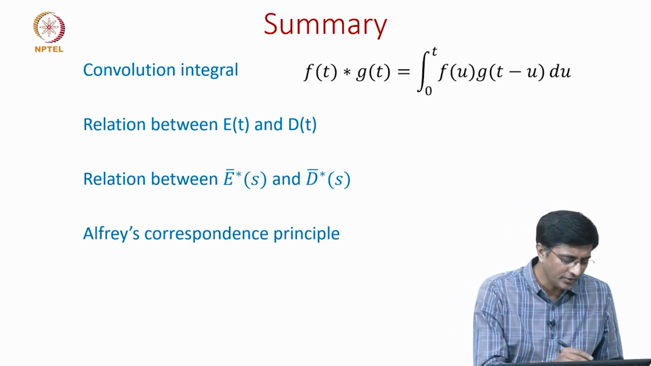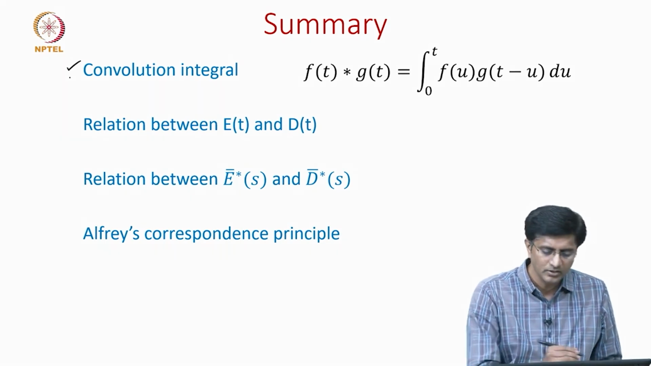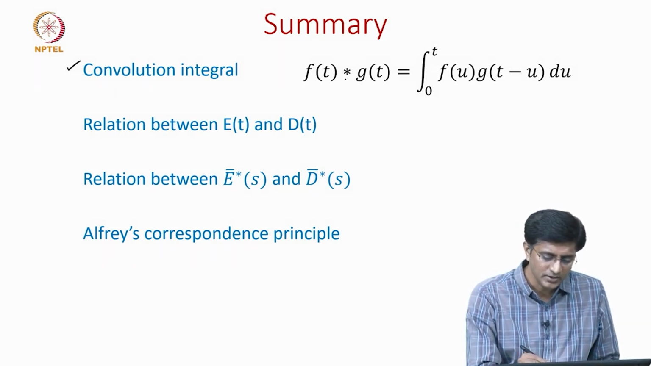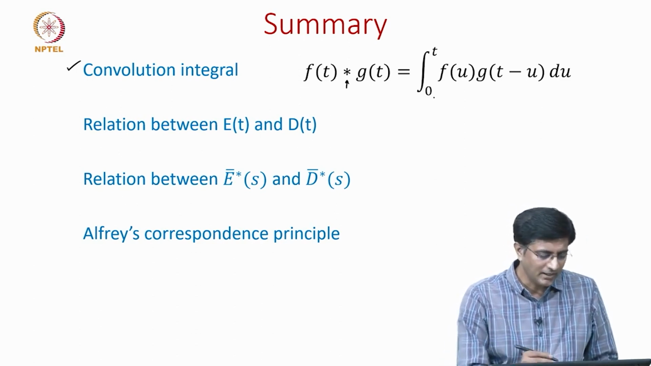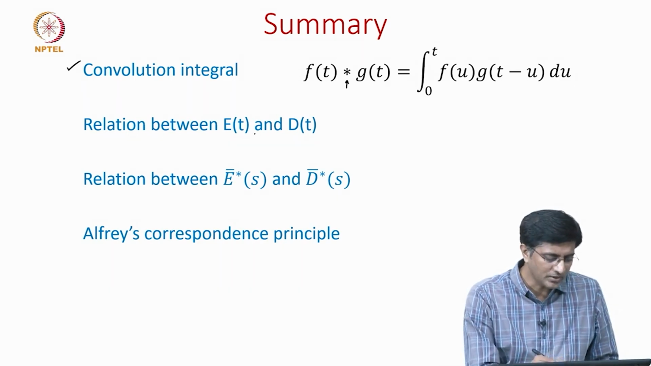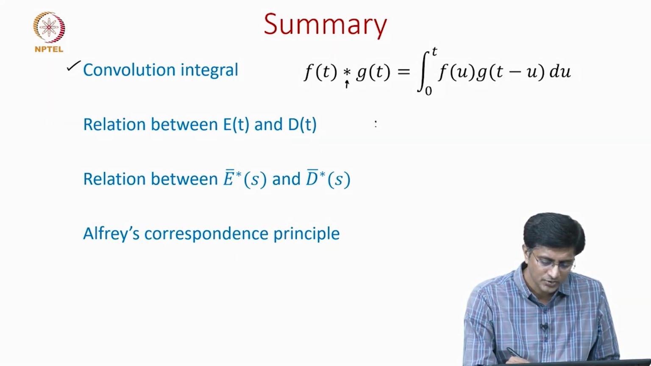We started by defining this convolution integral, where we said this symbol is used for convolution, f convolution g is given by this integral. And later we showed what is the relation between E and D of t in the time domain. So, we said this relaxation modulus cannot be written as the reciprocal of the creep compliance D of t.